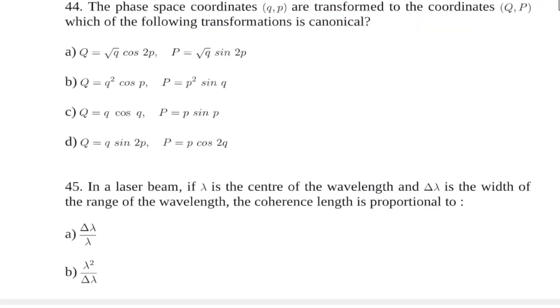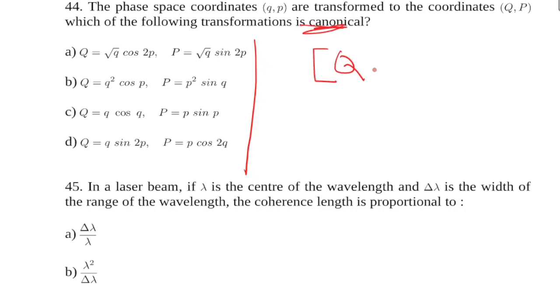Next, the phase space coordinates q, p are transformed to the coordinates Q, P. Which of the following transformations is canonical? So to find this, you can use either the Jacobian relation or the canonical Poisson bracket relation. For a canonical transformation, the Poisson bracket will be 1. Now you have to check with each option which will give you the Poisson bracket value of 1.